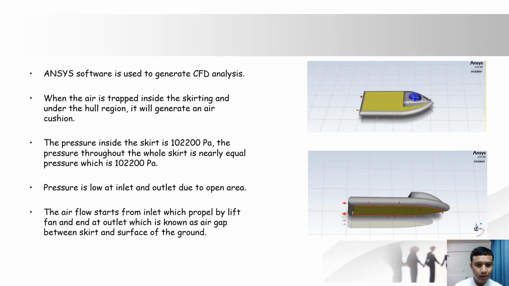Okay, for this one, ANSYS software is used to generate CFD analysis when the air is trapped inside the skirting and under the hull region. It will generate an air cushion. The pressure inside the skirt is 102,200 PA. The pressure throughout the whole skirt is nearly equal, which is 102,200 PA. Pressure is low at the inlet and outlet because it is an open area. The air flow starts from the inlet, which is propelled by the lift fan, and ends at the outlet, which is known as the air gap between the skirt and the surface of the ground.